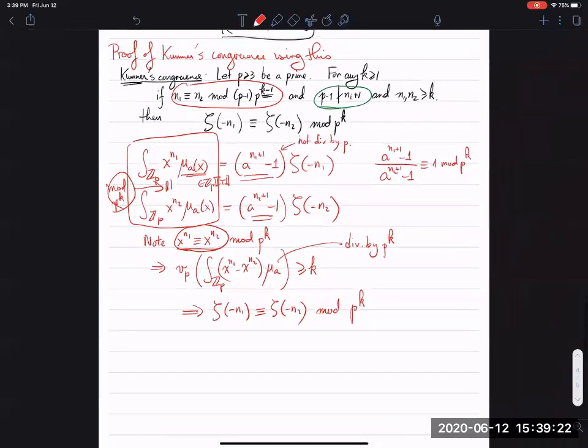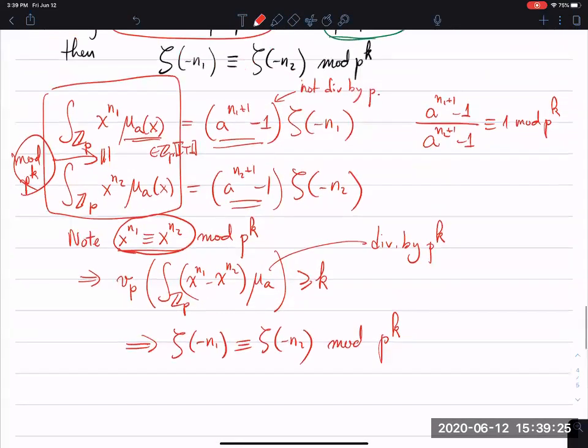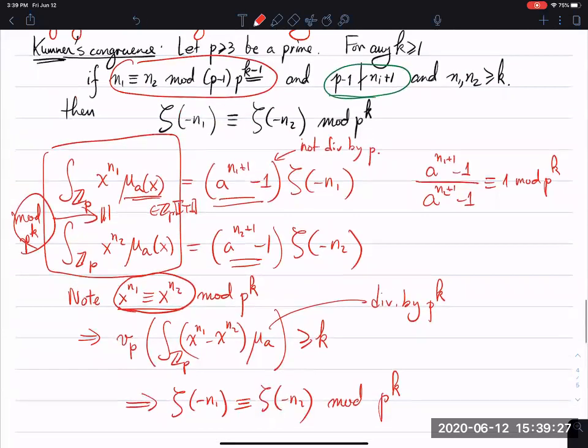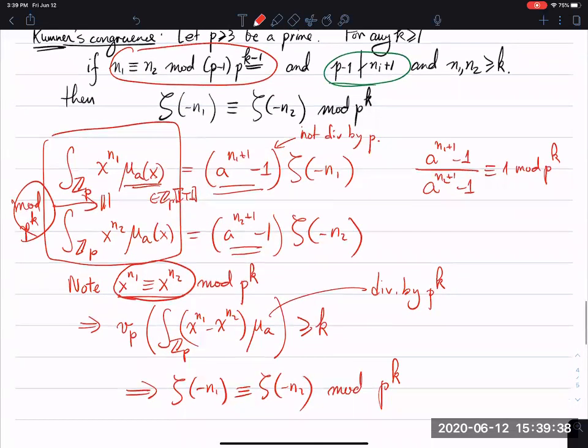So good. This gives an interesting way to prove Kummer's congruence. I think the original Kummer's proof was to play with the Bernoulli numbers, but now we interpreted everything in terms of our p-adic integrations. And what's better is that I have this interesting measure that really explains all these special values of the zeta function.